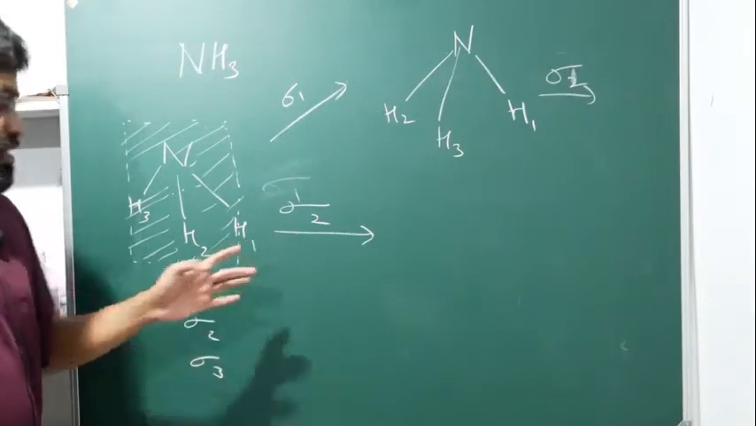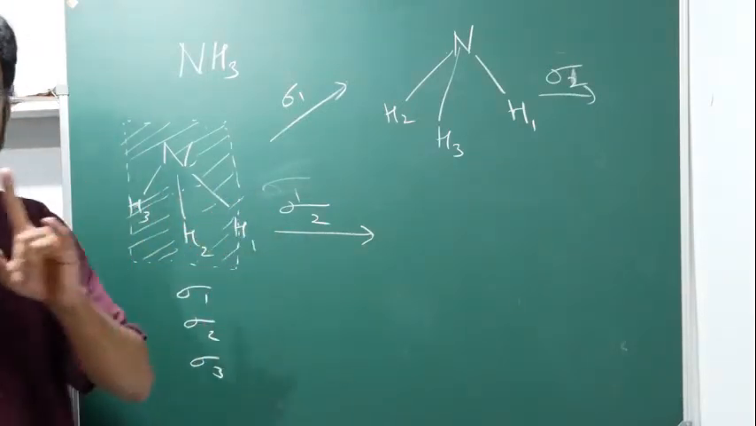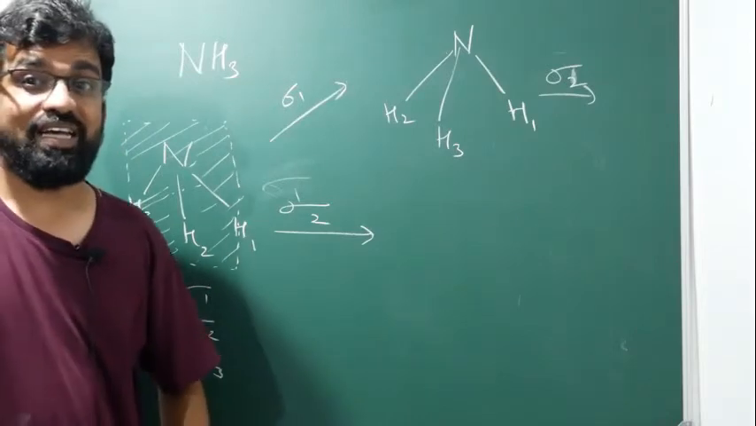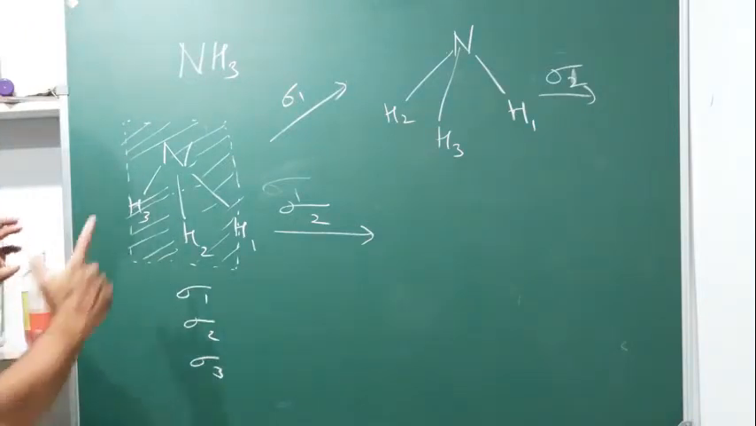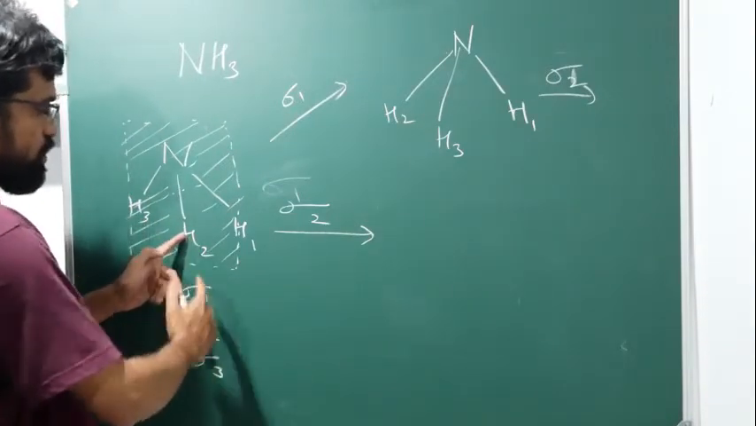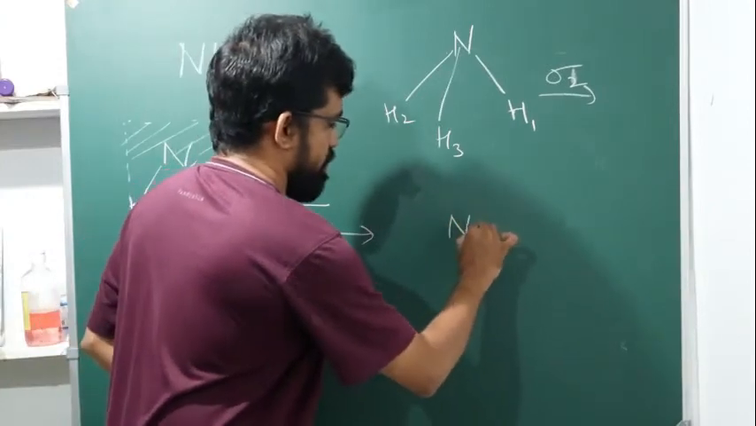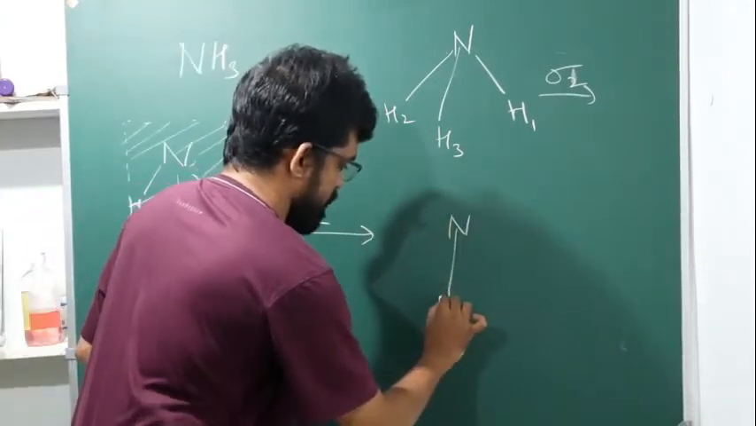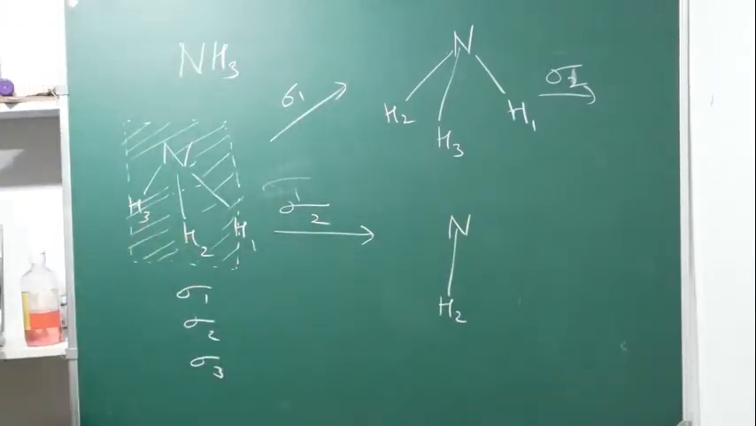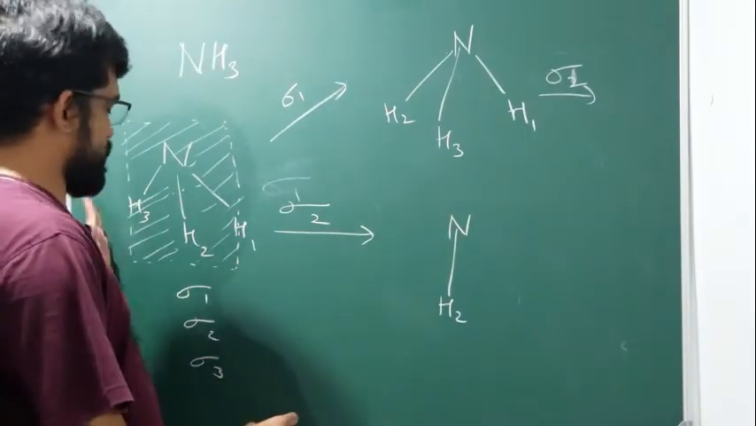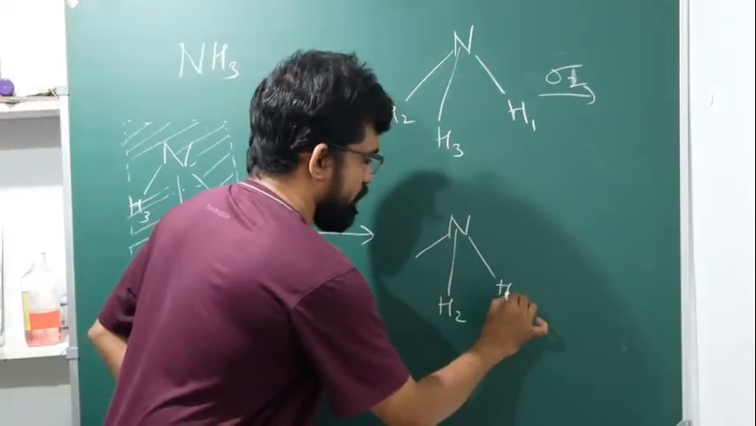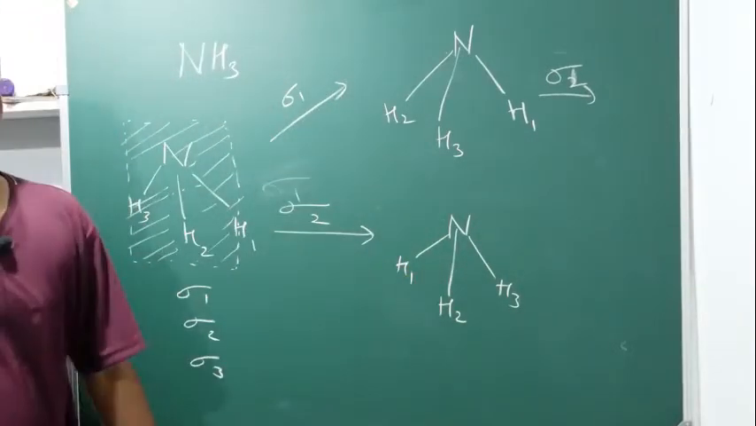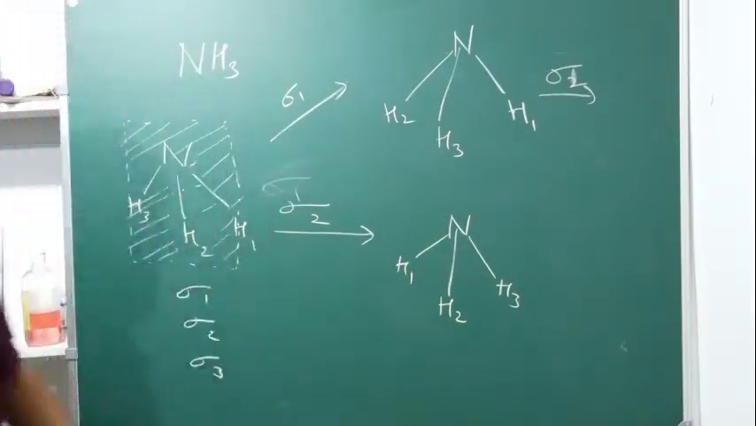When it is sigma 2, again you have to keep your initial molecular orientation. On sigma 2, H2 is as it is. Now what will happen? The positions of H1 and H3 are changed. So this is H3 and this is H1. Okay, you got it. Now suppose you are doing sigma 3.